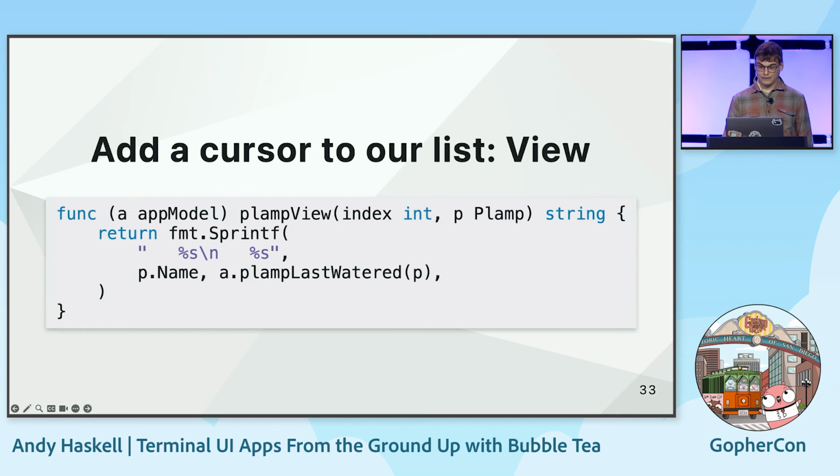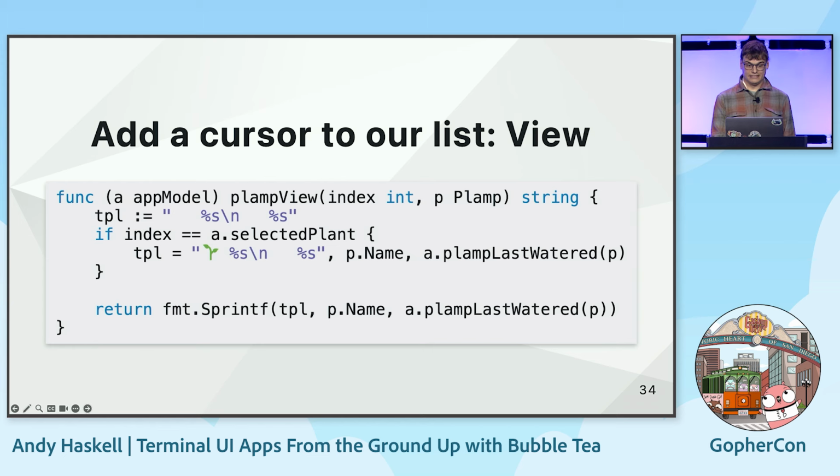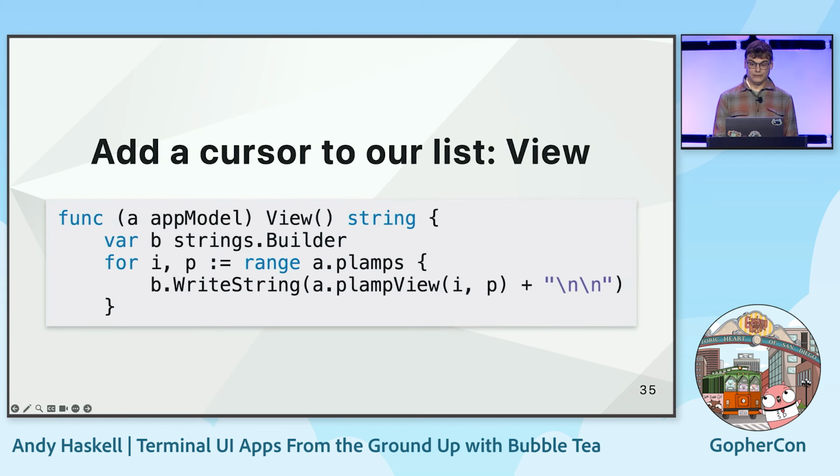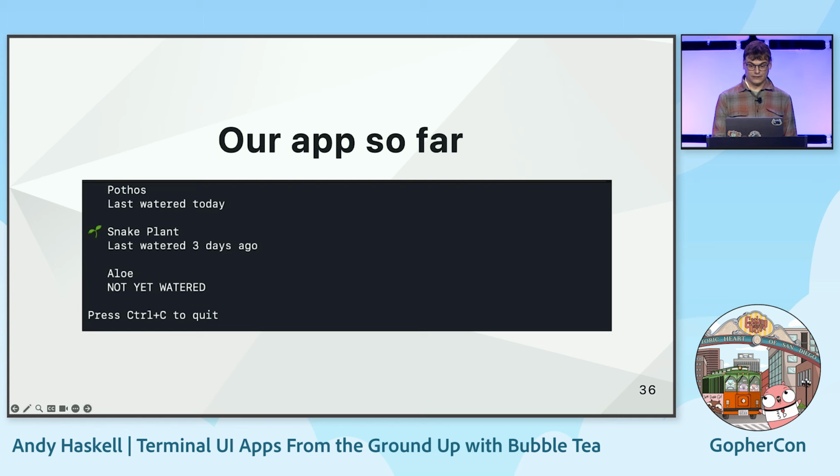And then inside plant view's code, this is the code we had so far. We're going to add an if statement based on whether we're on the selected plant. And if we're on the selected plant, then we display the plant emoji rather than just spaces for indentation. Finally, in the top level view method, we just change the for loop to pass the index into plant view, compile that code, and we've got the cursor navigating with the arrow keys and the enter key to water our aloe plant.